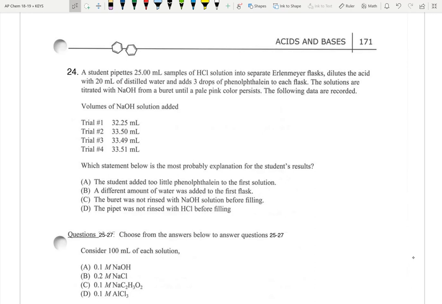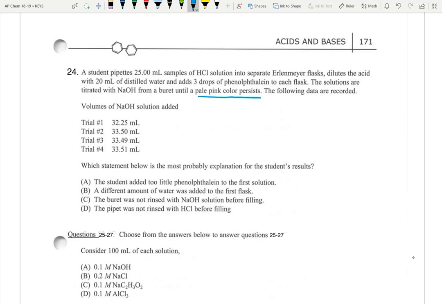Remember, it changes color when we reach the equivalence point. Phenolphthalein changes color at a pH that works real well for a strong acid, strong base titration, and that's what we're doing here. It turns pink, as it mentions, when the equivalence point is reached. They don't ever mention equivalence point, so they're kind of hoping that you'll know here that when that color shows up, pale pink color persists, that means we've reached the equivalence point and the titration is done.